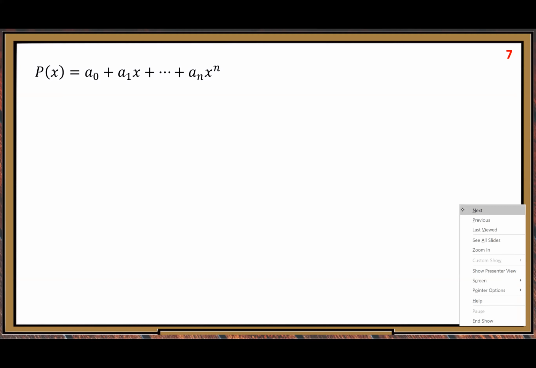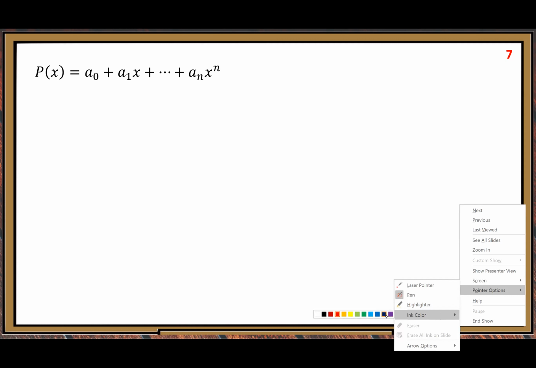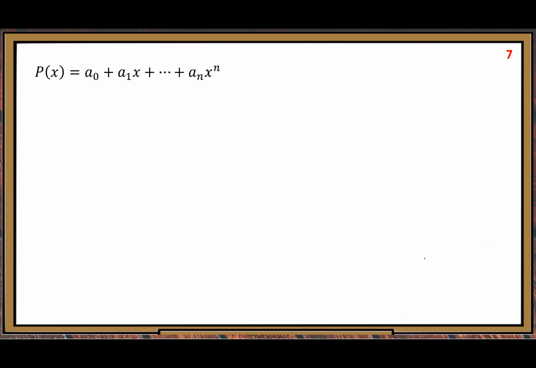Let me show you a simple polynomial. All right. So this is a simple polynomial. And when we do the evaluation, so here, let me just change the color of my pen. Okay. So when we do the evaluation, we just learned Horner's rule, right? Horner's rule.